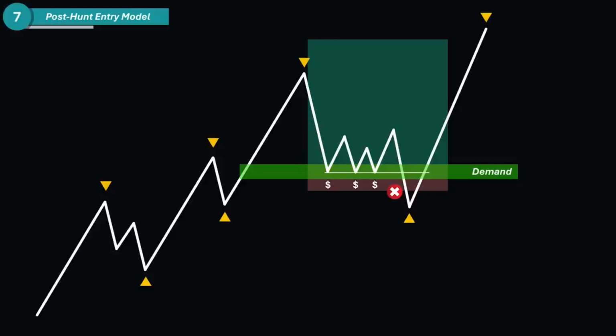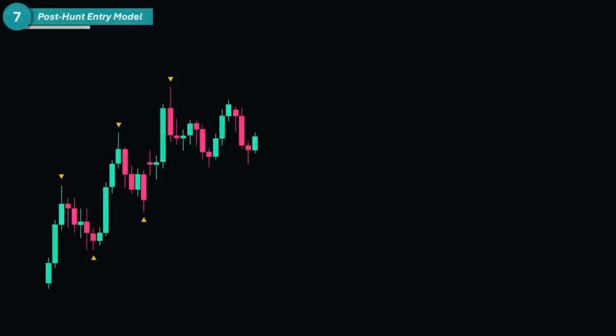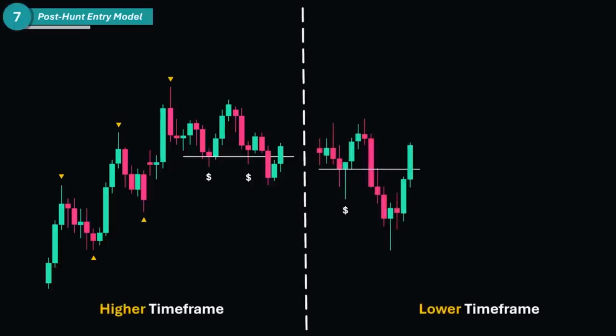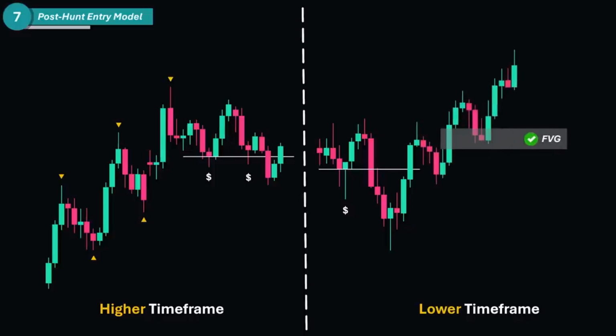But how do we use this concept to enter a trade? The rules of this trading model are simple. In a bullish scenario, wait for the price to form a low or group of lows and build up liquidity. Then, we need the price to break through the support, engage the liquidity, and quickly return above the level. Now here comes the interesting part. We zoom 2 timeframes lower to analyze the price action and enter a trade. We wait for the price to form fair value gaps and use them as entry points to go long. This is how the post-hunt entry model actually works.